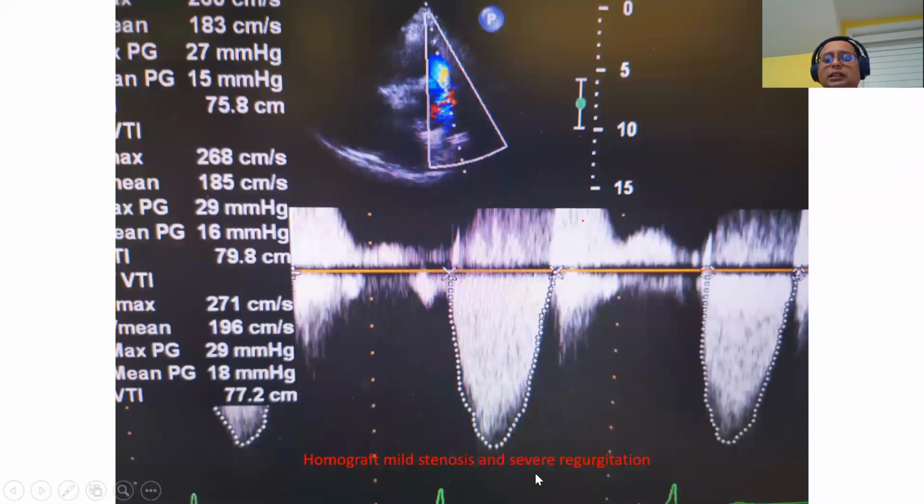Okay. So this, and when you look at the forward flow, you can see that the velocity is quite high, 2.6. So this patient has mild stenosis of the homograft and severe regurgitation.